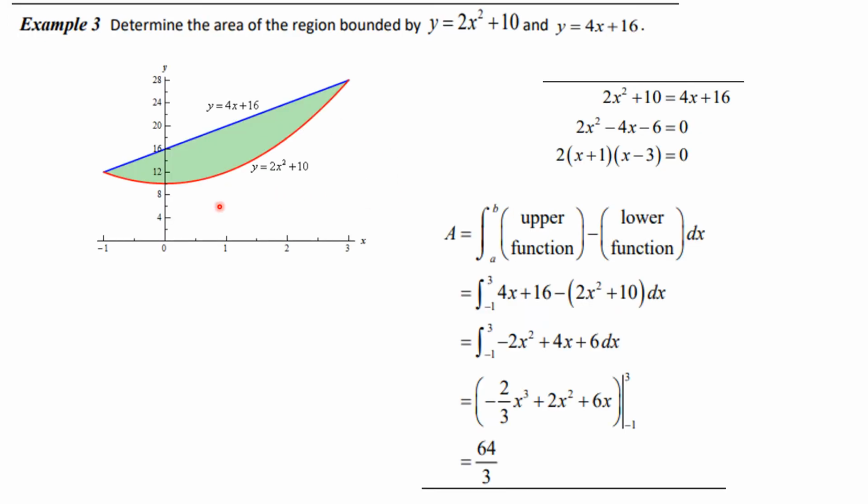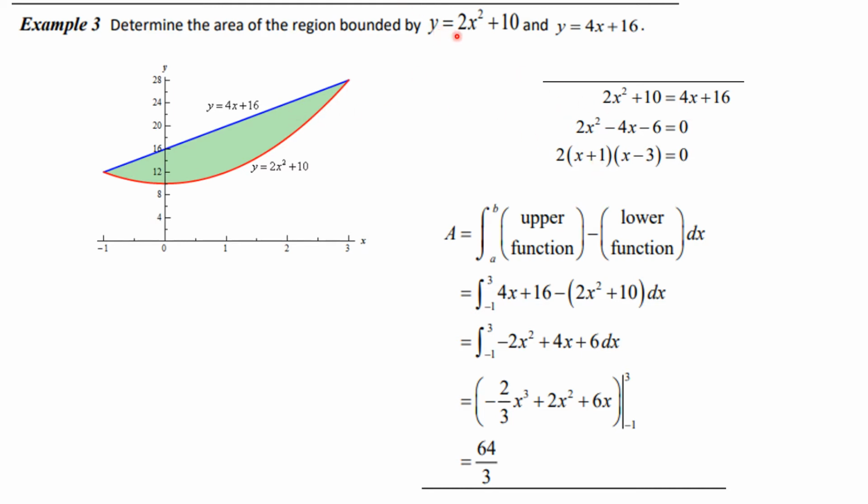Well, first I would graph it, and I see that the blue curve, the line, is above the parabola, and this is the green area that we're seeking to find. So this is going to be on top, this is going to be on bottom, so we're taking the upper function minus the lower function. Well, we have to know what the limits of integration are.